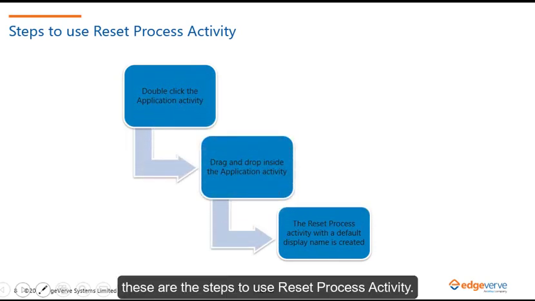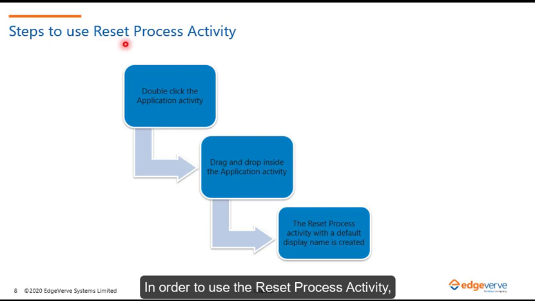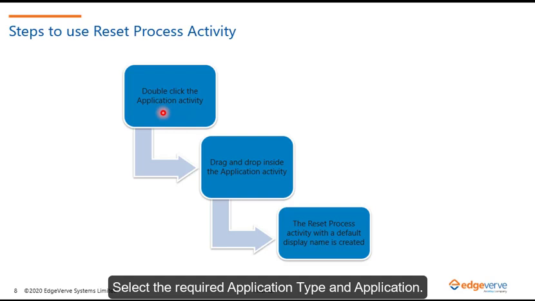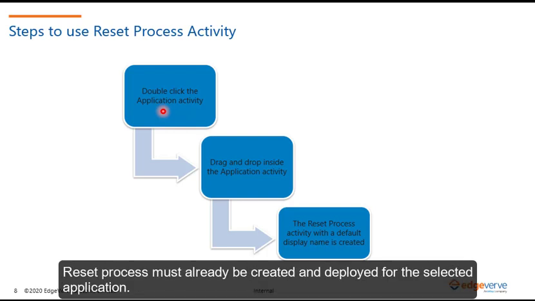These are the steps to use reset process activity. In order to use the reset process activity, you need to follow these steps. First step is to create a process automation workflow and add an application activity. Select the required application type and application. Reset process must already be created and deployed for the selected application.